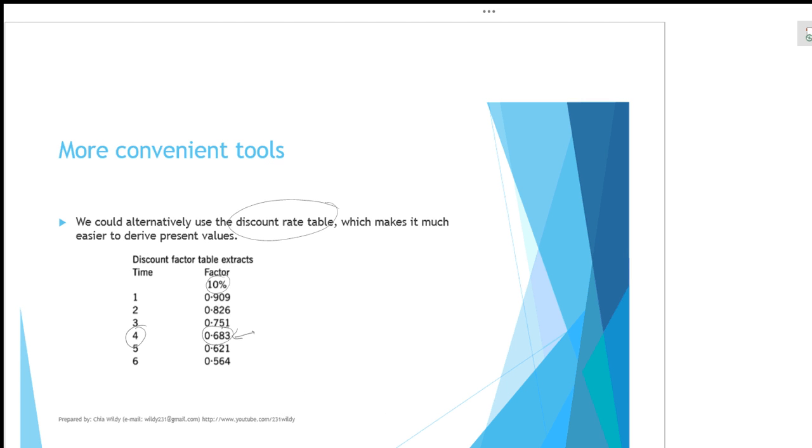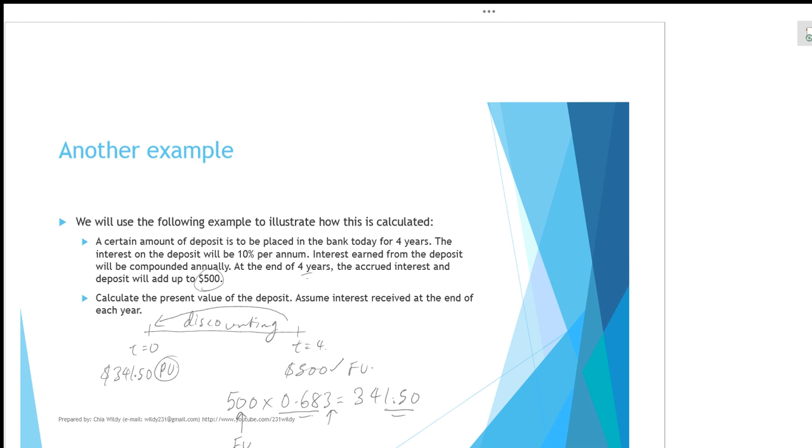So what do you do? If you have to determine present values, what we should do to save time is rely on the discount table. The discount table is a lot more efficient and a lot easier to use to find present values. Okay, let's go on.